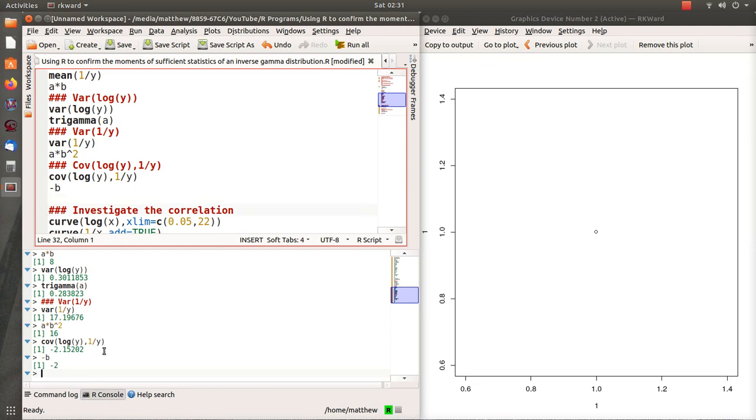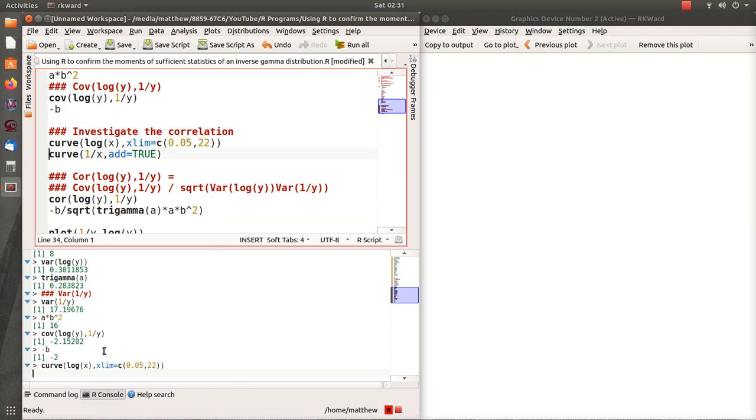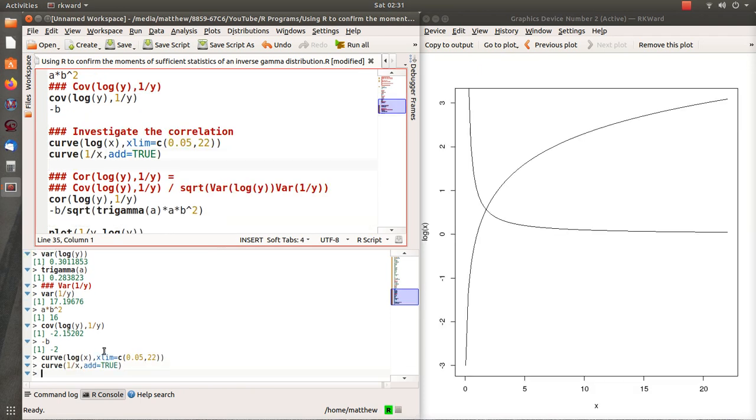Now I also want to investigate the correlation, and it is negatively correlated. So let's look at the curves of log of x and 1 over x. The log of x goes up like this, and then 1 over x is like this. While they're not mirrored functions of each other, if you flip one versus the other, they look definitely highly correlated, or negatively correlated. When one is big, the other's small, and vice versa.